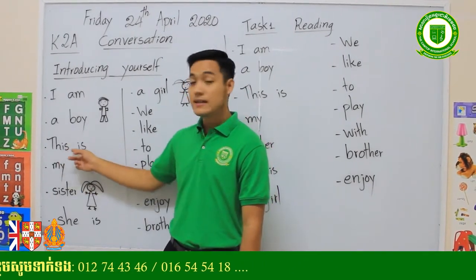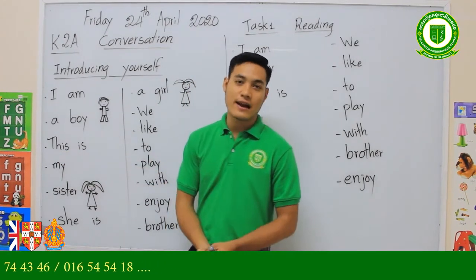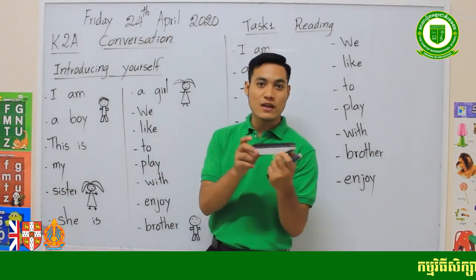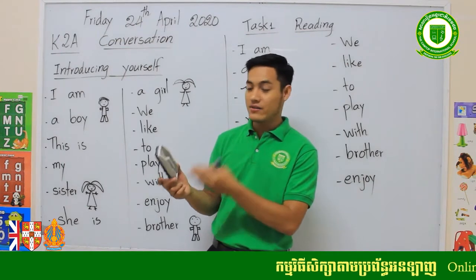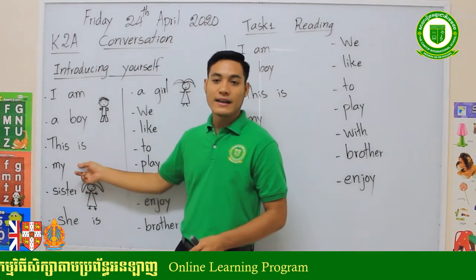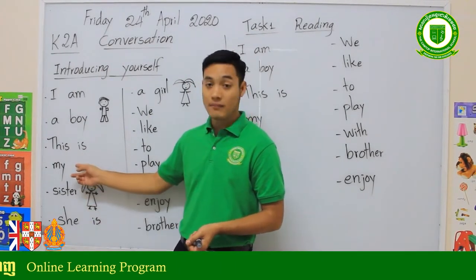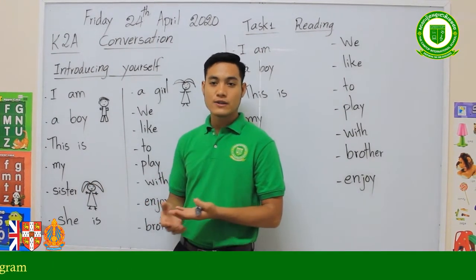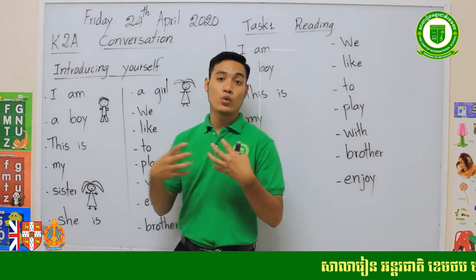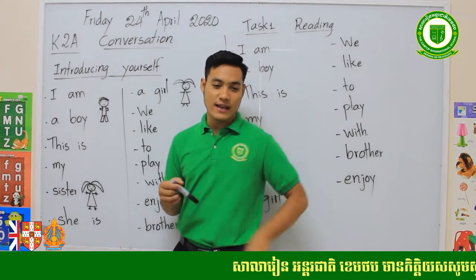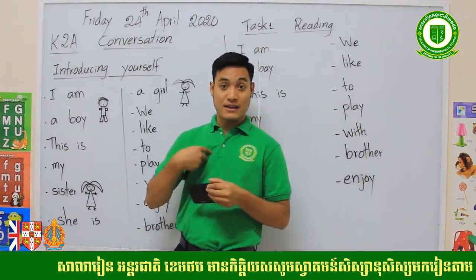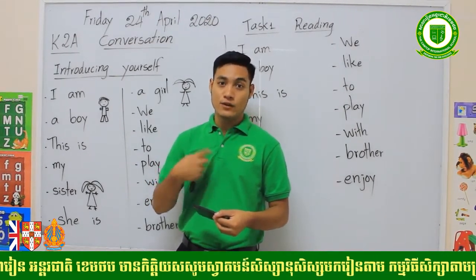And this one is "this is." You can look at the eraser and want to show it to someone, and say, "This is an eraser." And this one is "my." The word "my" refers to things that belong to the speaker, to yourself. For example, I say, "This is my phone." So this phone belongs to myself, the speaker.